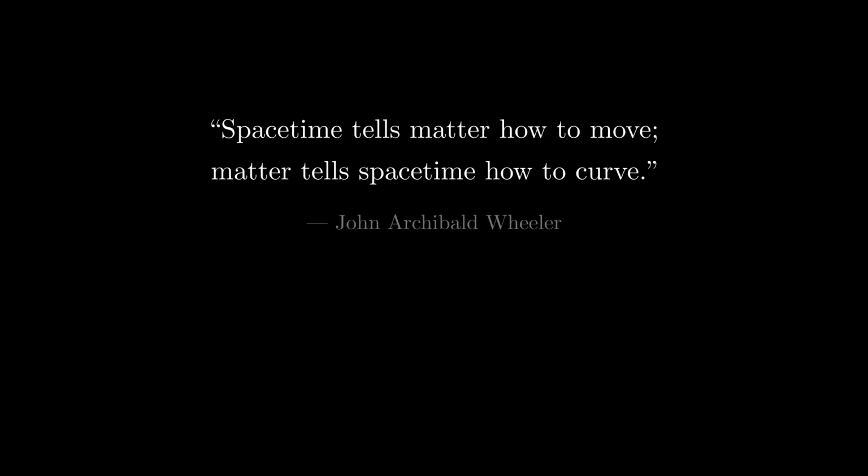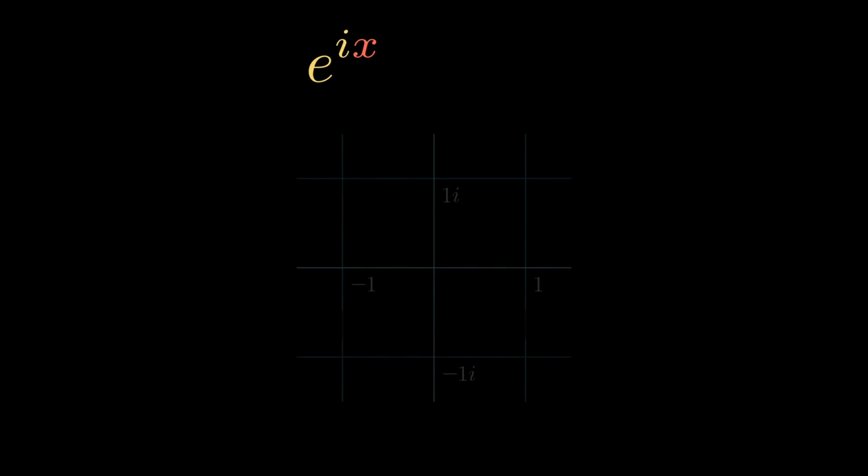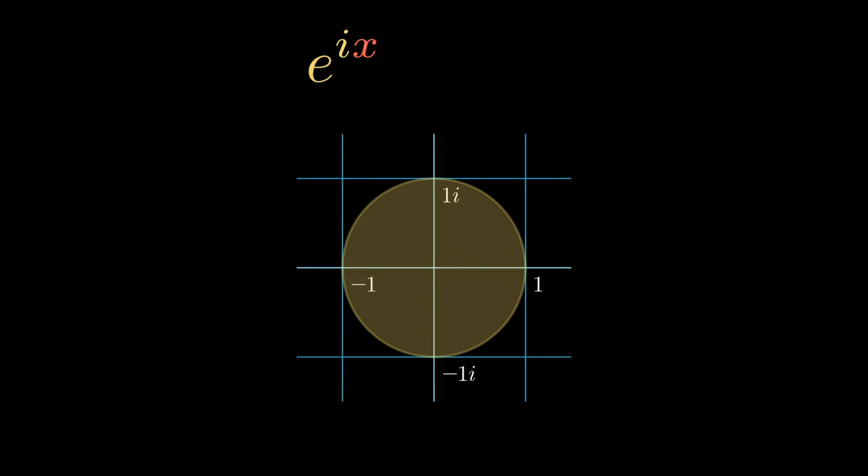Space-time tells matter how to move. Matter tells space-time how to curve. It's a quote in general relativity. Something similar happens over here as well. e to the power ix. e to the power i is the engine that tells x how to curve, and x tells the engine how far to move. Let's see it all play out and connect it to pi.